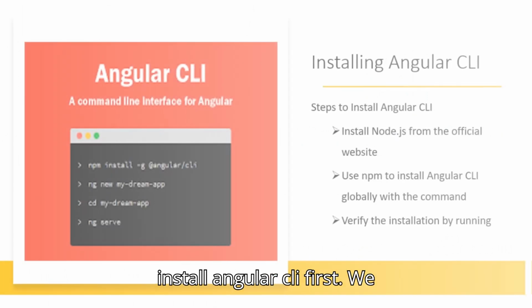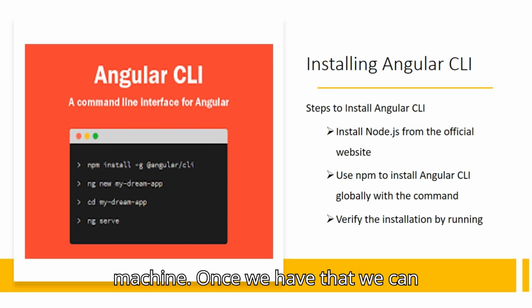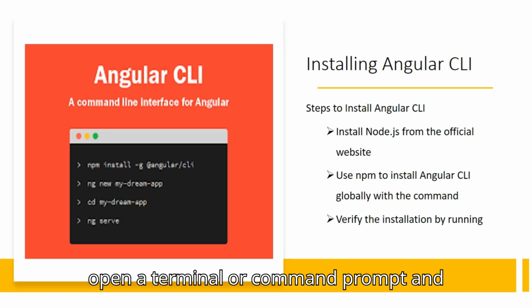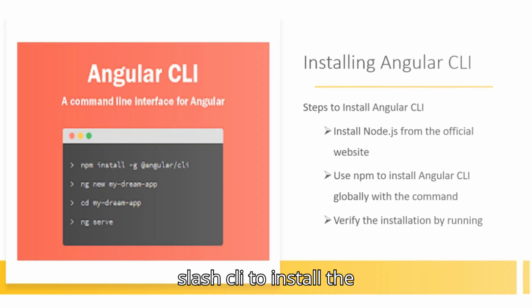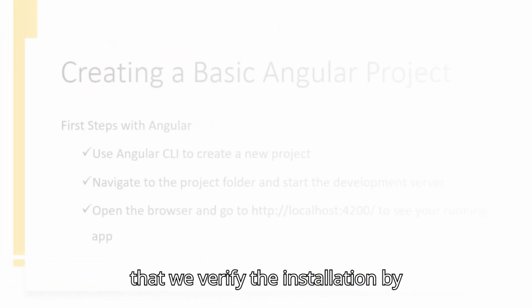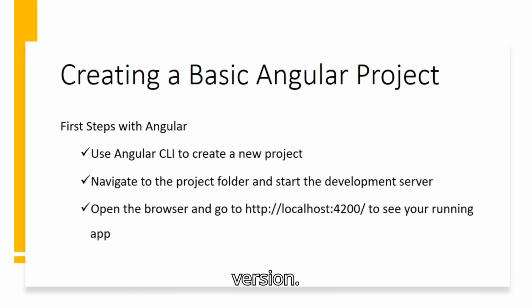Installing Angular CLI. Let's install Angular CLI. First, we need Node.js installed on our machine. Once we have that, we can open a terminal or command prompt and run the command npm install -g @angular/cli to install the Angular CLI globally. After that, we verify the installation by running the command ng --version.